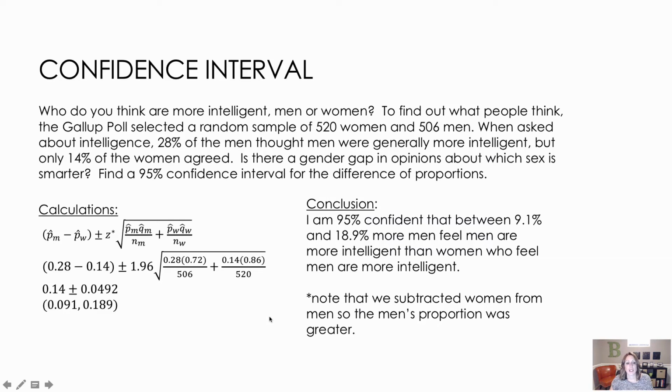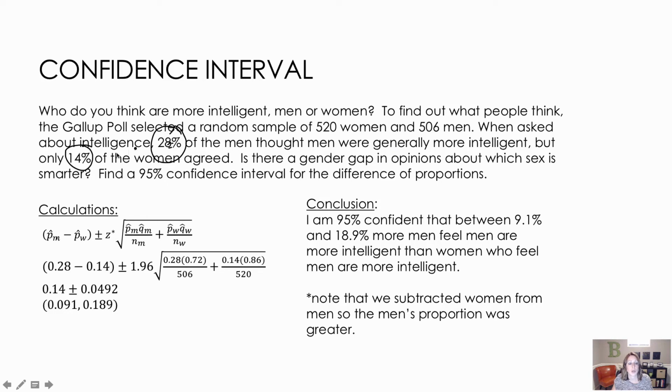Now, to do our calculations, I'm going to show you by hand, and then I'm going to also show you on StatCrunch. So let's look at them by hand first. The 0.28 and the 0.14, of course, came from here. Notice that I said I'm going to put men first, and I chose that because men had a higher proportion and I wanted a positive number here.